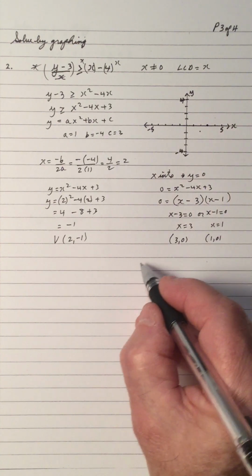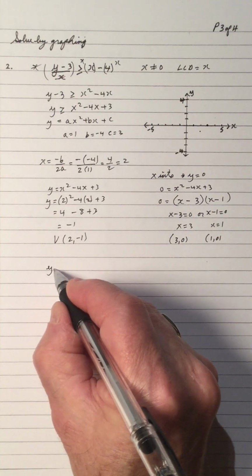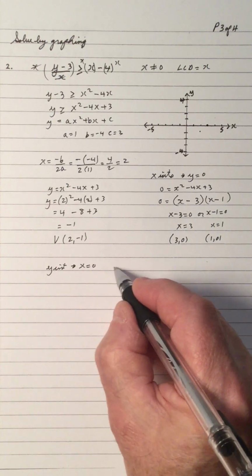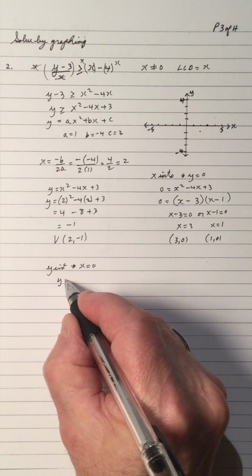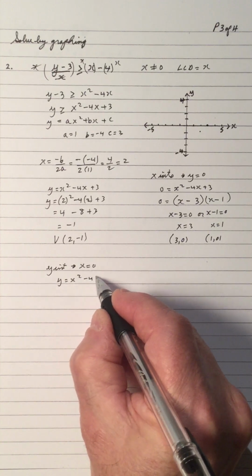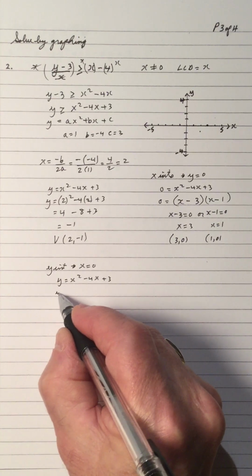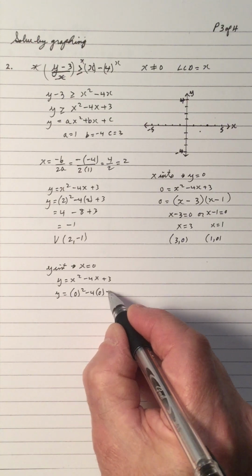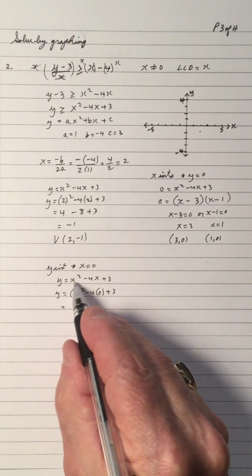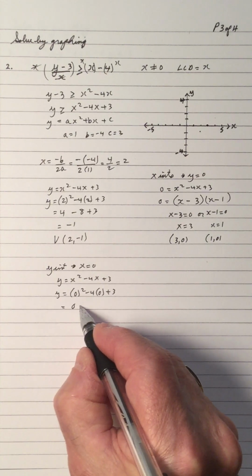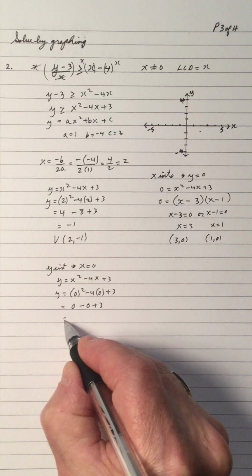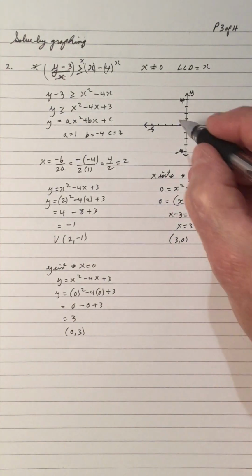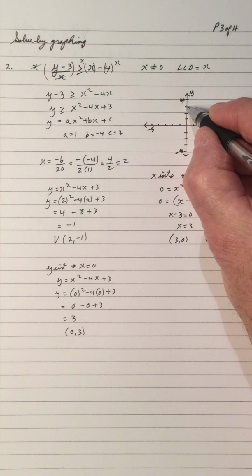And we can also find a y-intercept. We find the y-intercept when we let x equal 0. So y equals x squared minus 4x plus 3. When we let x equal 0 and substitute it in, as you can see very quickly, these are zeros, so we get 3. So 0 minus 0 plus 3, we get 3. So the ordered pair is when x is 0, y is 3, right here.